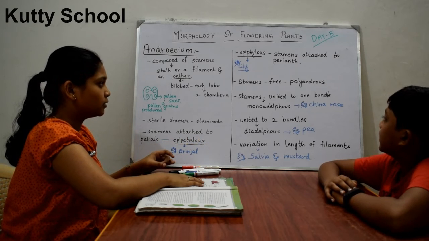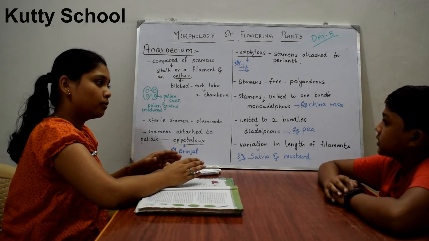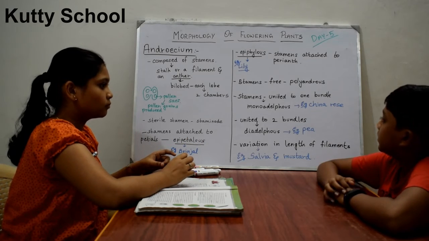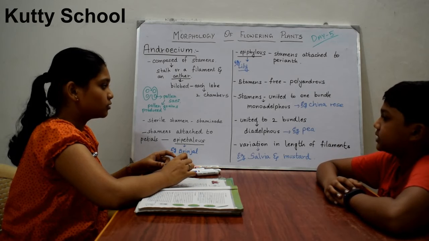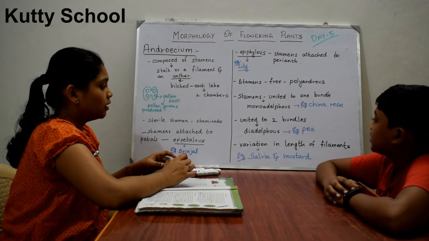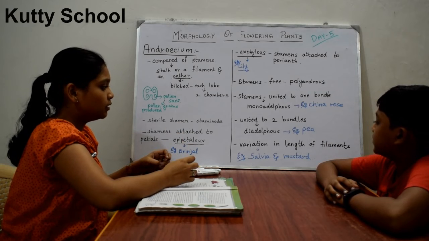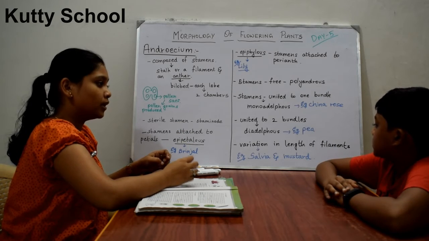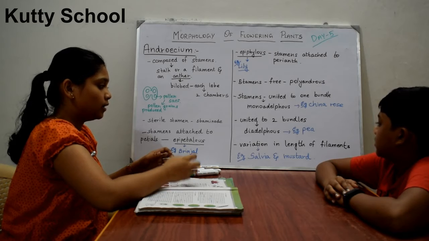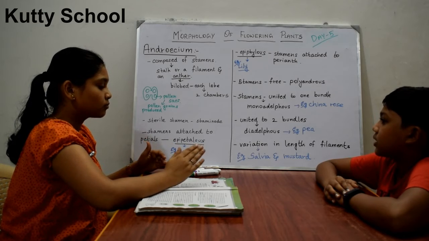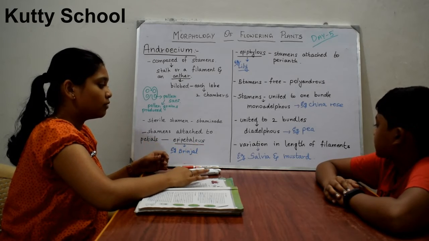That's why polyandrous. Stamens united into one bundle, full of one group, like one bunch. Example, China rose. And united into two different bundles. Example pea, and this may vary in length in their filaments. So examples of that one are salvia and mustard.